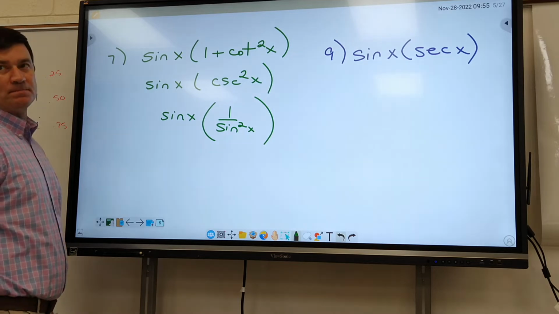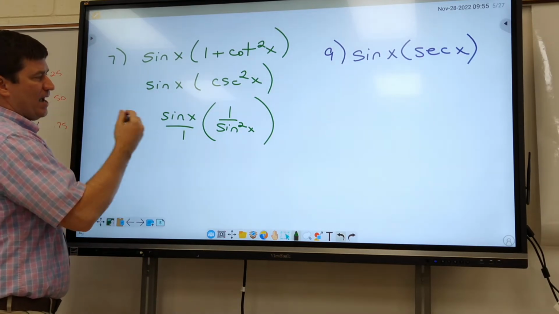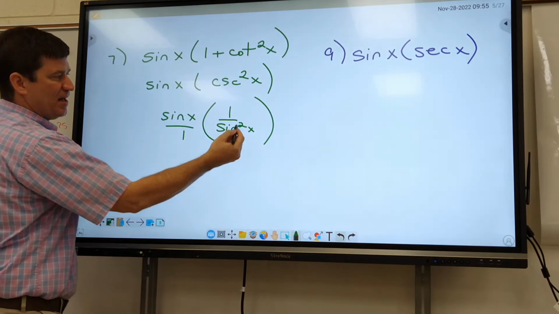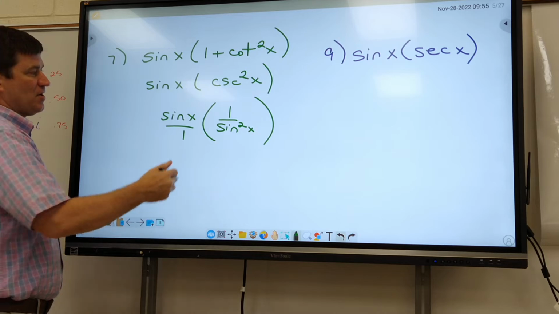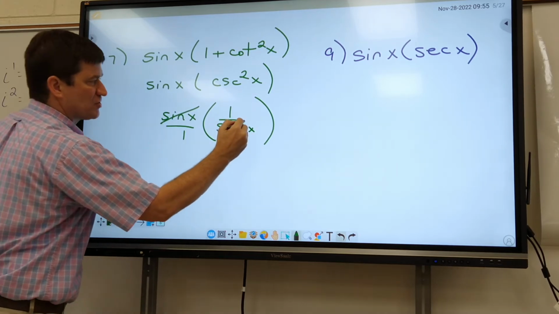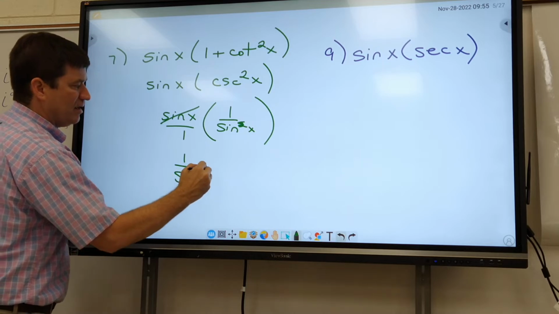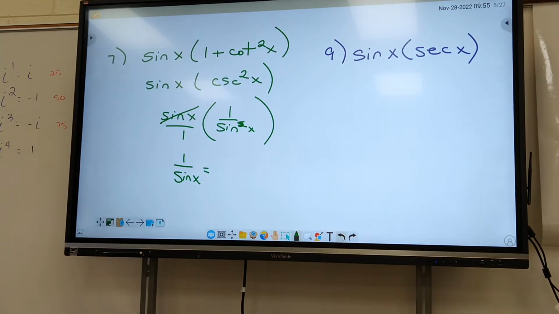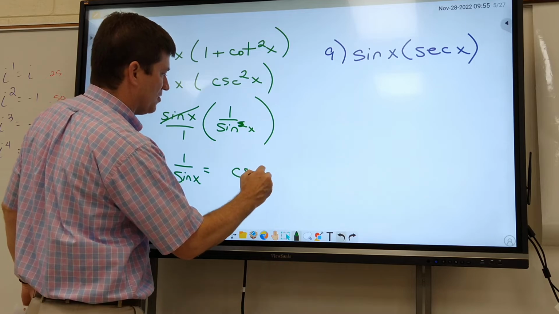All right, ready? So what can I cancel? Well, look, Willie, I got 1 sine x here. How many sine x's do I have on the bottom here? I've got 2 because it says sine squared. So I cancel 1 out there and cancel 1 of them out on the bottom. I'm just left with 1 over sine. Now, for your final answer, you want to try to make it into one word if you can. So look on the board. What does 1 over sine turn into? Cosecant. So our final answer for that one is cosecant.